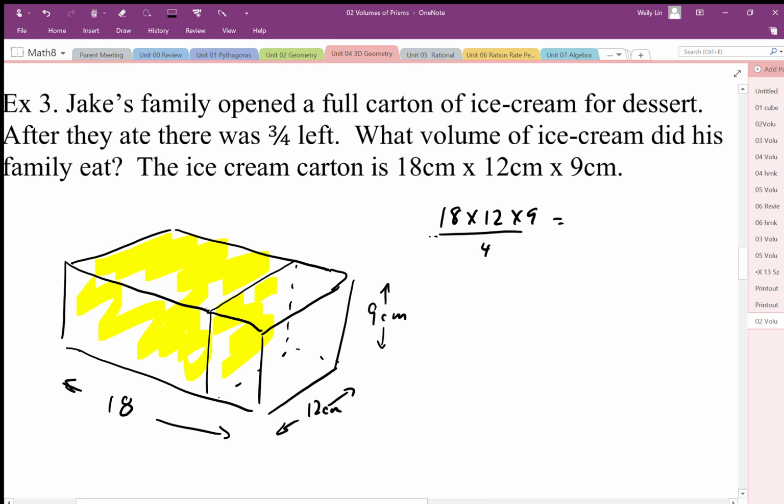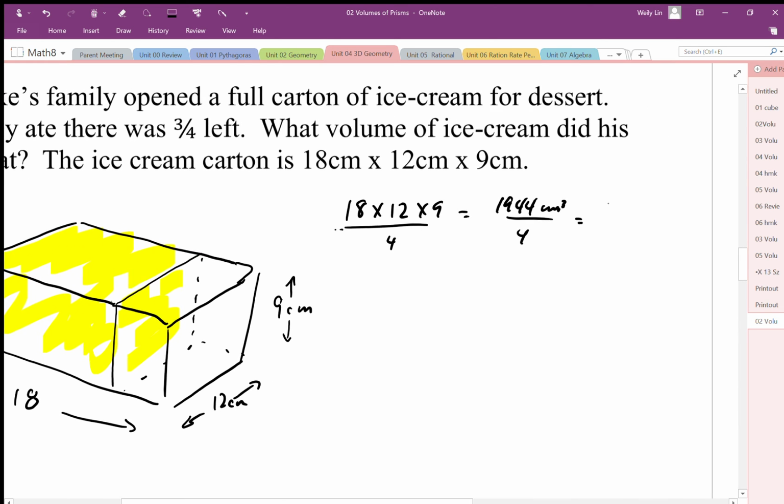Let me just work that out: 18 times 12 times 9. That gives me 1944 centimeters cubed, and I only want 1/4 of it, so I can just divide by 4, and I get 486, which is perfectly correct, and that's centimeters cubed.